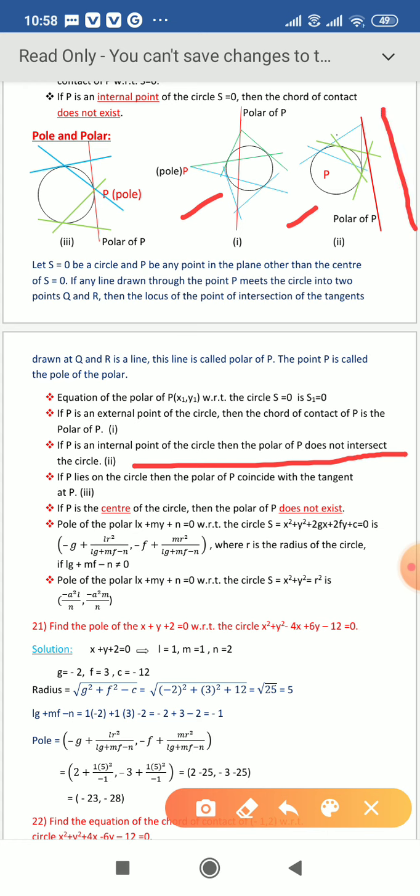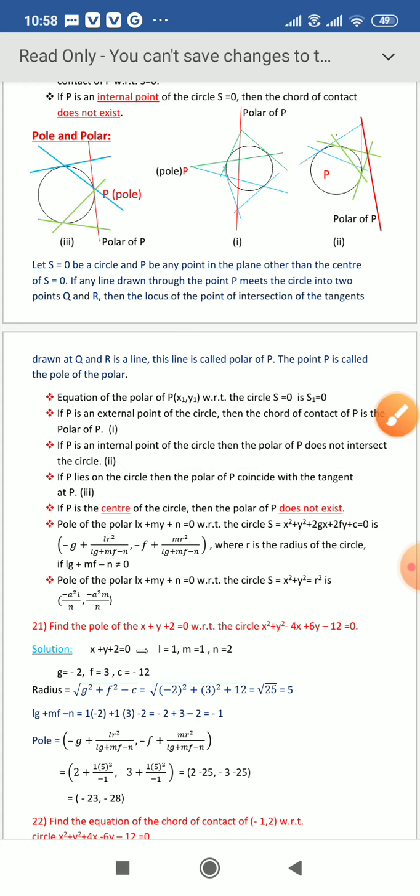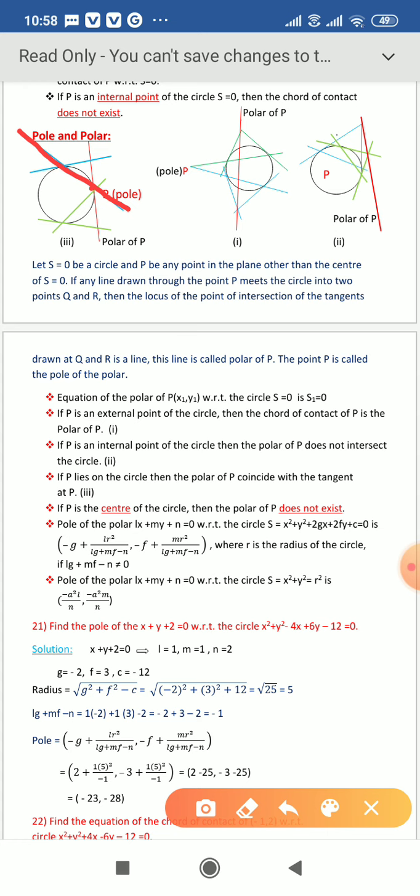Okay. Now what about when P is a point on the circle? This is the point P on the circle. From this point P, draw a secant line. You observe the blue color secant line. This secant line cuts the circle at 2 points. This is one point and this is another point.